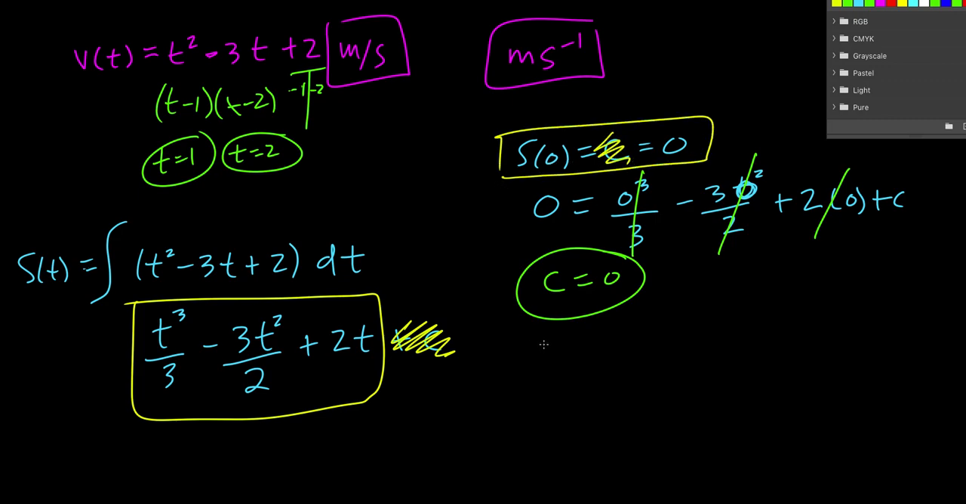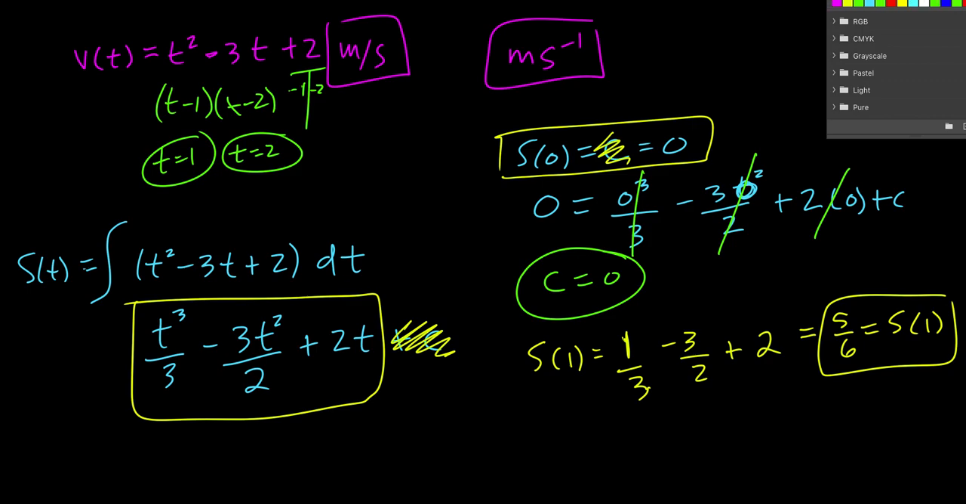Now s of 1, we're going to plug in a 1. So we get 1 cubed, which is just 1. 1 squared is just 1, and 1 times negative 3 is negative 3. And then plug in a 1 right here, we get a 2. If I go through the process of doing this, that's just going to be 5/6. So s of 1 is 5/6.